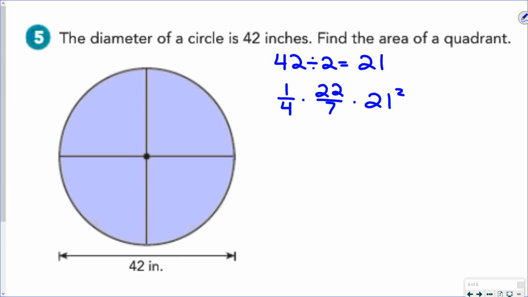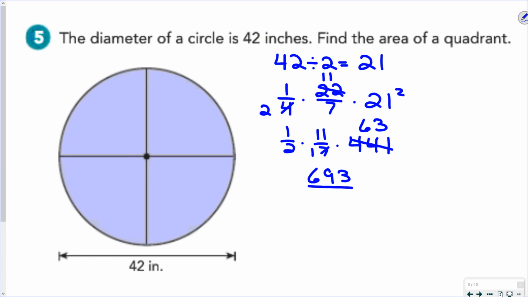times 21 squared. And we can do all sorts of things here. We can divide this by 2 to get a 2 and an 11. Okay, so that would give us 1/2 times 11/7 times 441. And then you can divide that by 7 to get 1, divide this by 7 to get 63. And so you'd have 693 over 2, which is 346.5 square inches. And that is all for today.